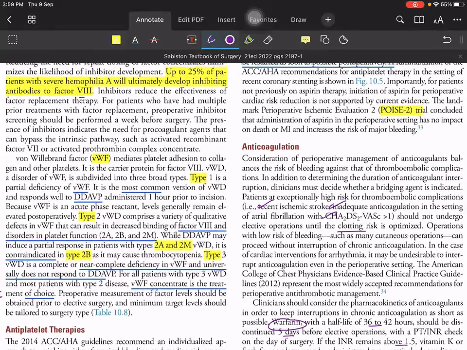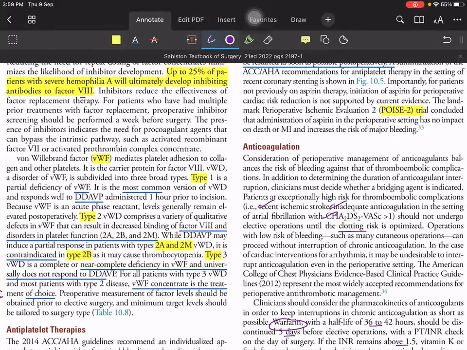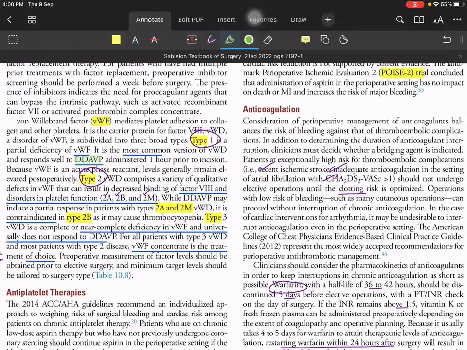So what about von Willebrand disease? Von Willebrand factor deficiency leads to von Willebrand disease. It has two main types, type 1 and type 2, and type 2 is divided into 2A, 2B, and 2M. The most common type is type 1, and it responds well to DDAVP. When to administer DDAVP is another MCQ: 1 hour prior to incision. These are the scenarios they will ask in cases.